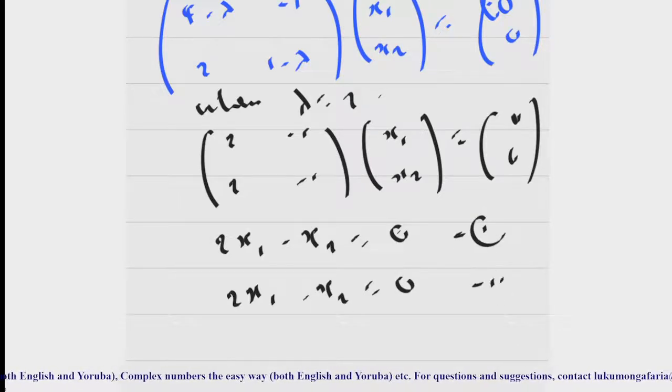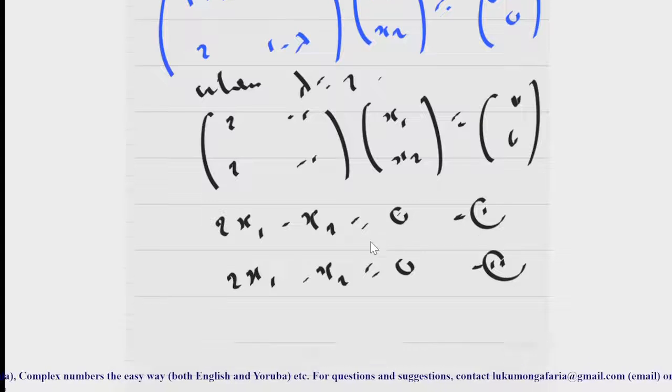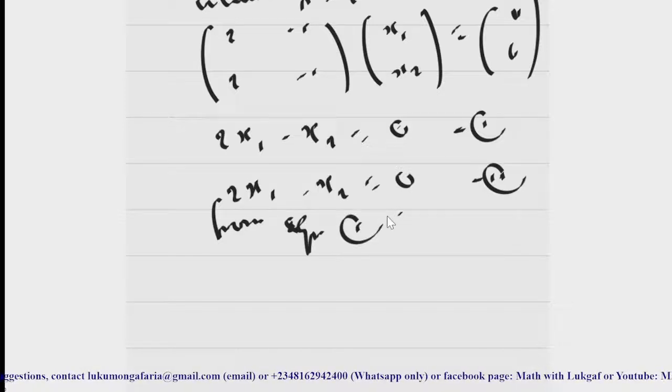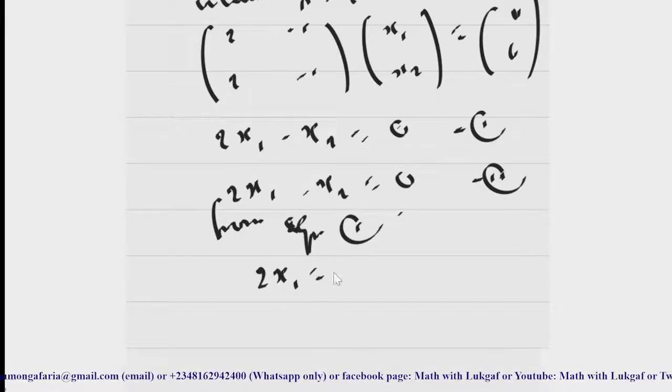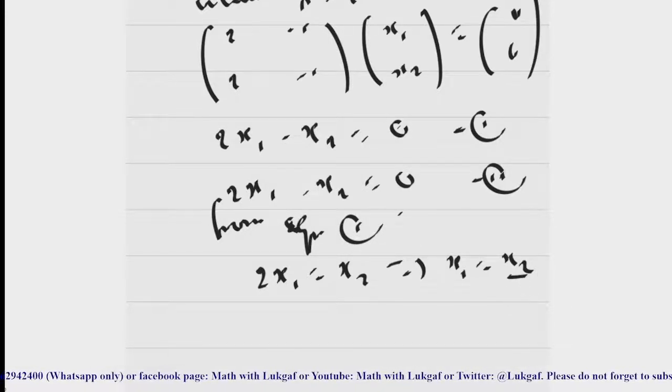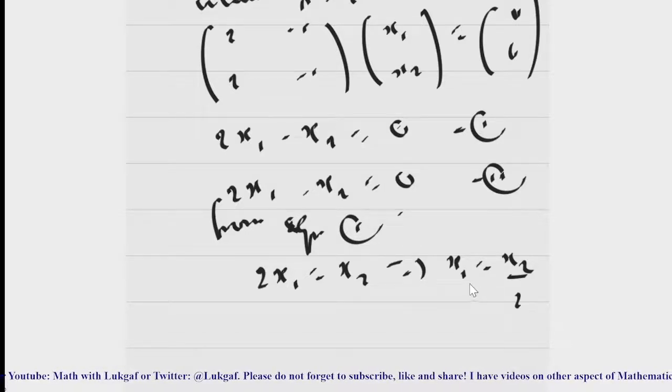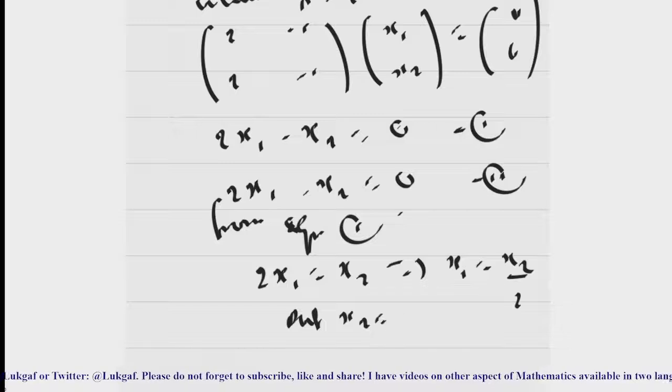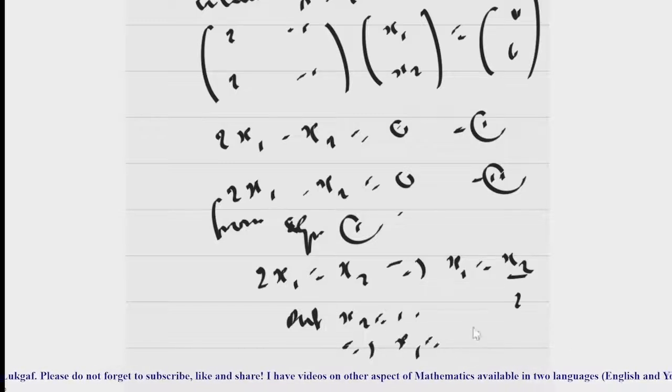So 2x1 minus x2 is equal to 0. Call this equation 1, call this equation 2. You can see this will give you a non-trivial solution. I hope you understand that. You can just say from equation 1, your 2x1 is equal to x2, which implies that your x1 is equal to x2 over 2. I hope you understand now. So then you can let your x2 be any number except 0. Let's say put x2 is equal to 1. Then it implies that my x1 is equal to 1 divided by 2.